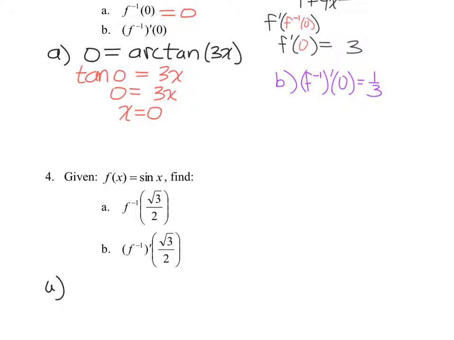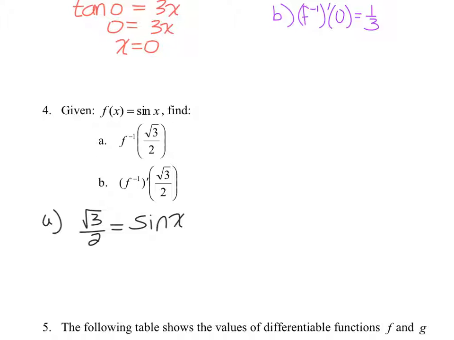So, in part A, inverse function at radical 3 over 2. If I plug in a radical 3 over 2 for x in my inverse function, that's the same as plugging radical 3 over 2 in for y in my original function. All right, unit circle magic.